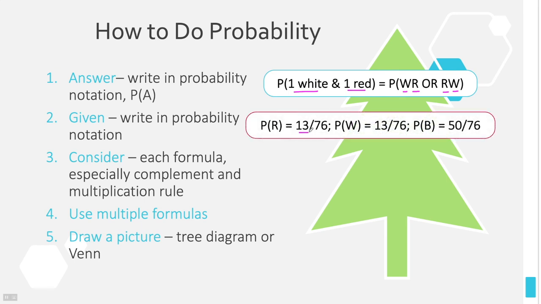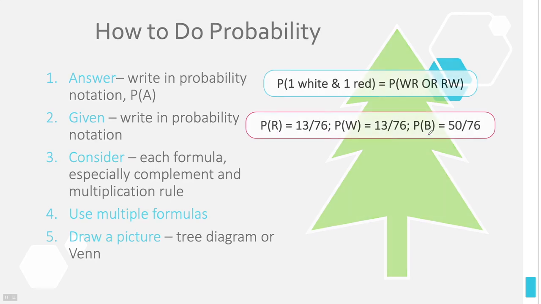So we are told that we have 13 red marbles. We're told that there's 76 total marbles. So I said the probability of drawing red, and this is really only the first draw, the probability of drawing red on the first draw is 13 out of 76. The same is true of white. We were told that we had 13 white marbles, and so the probability of drawing a white marble out on the first draw is going to be 13 out of 76. And then the probability of drawing blue, there are 50 blue marbles in the bag, and so the probability of drawing out a blue marble on the first draw is 50 out of 76.